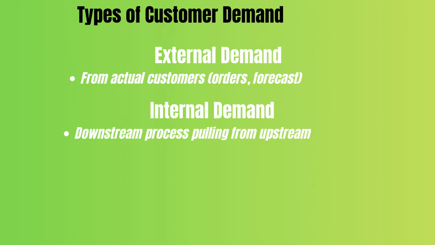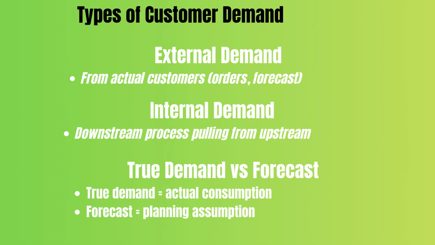Now the third and most important distinction, true demand versus forecast. True demand is actual consumption, what the customer really uses. Forecast, on the other hand, is just an assumption or prediction. And many times, organizations run their entire system based on forecasts, which leads to overproduction and inefficiencies. So here's the key insight. Lean focuses on actual consumption, not just forecasts. Because only when we respond to real demand, we can create a system that is truly efficient and responsive.